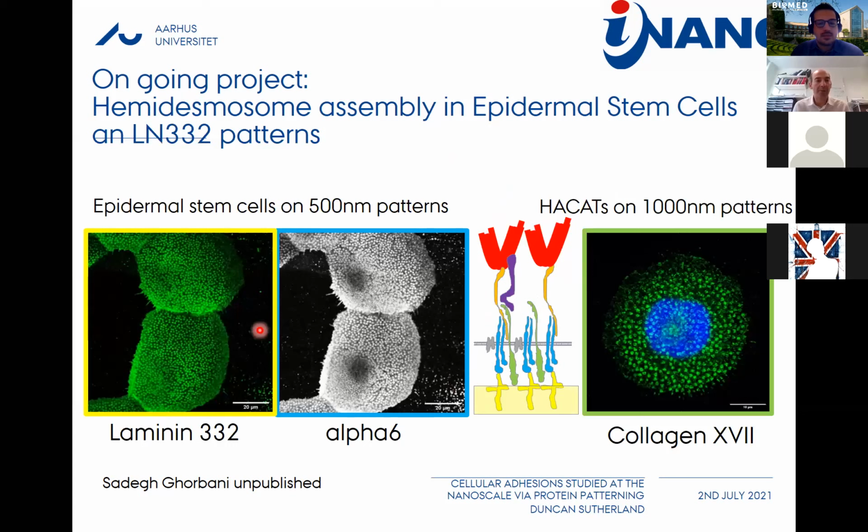Here's some of Sadeg's data. He makes patterns of laminin 332. He's able to observe that the integrin alpha 6, the blue one here, is forming above the patterns, and we're able to control the pattern size. We're also getting recruitment of some of these adapter proteins. This is collagen 17, the green protein here. So we clearly have the ability to control the formation of these hemidesmosomes, and the next step will be to see how that's involved in cell signaling and cell differentiation.